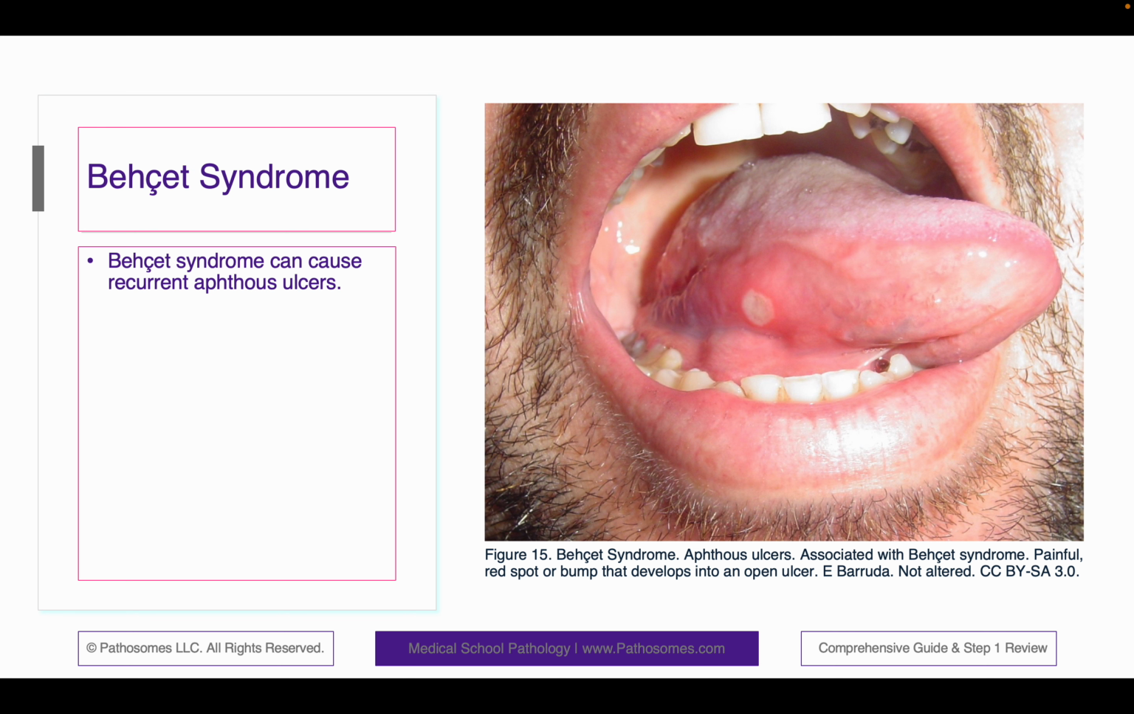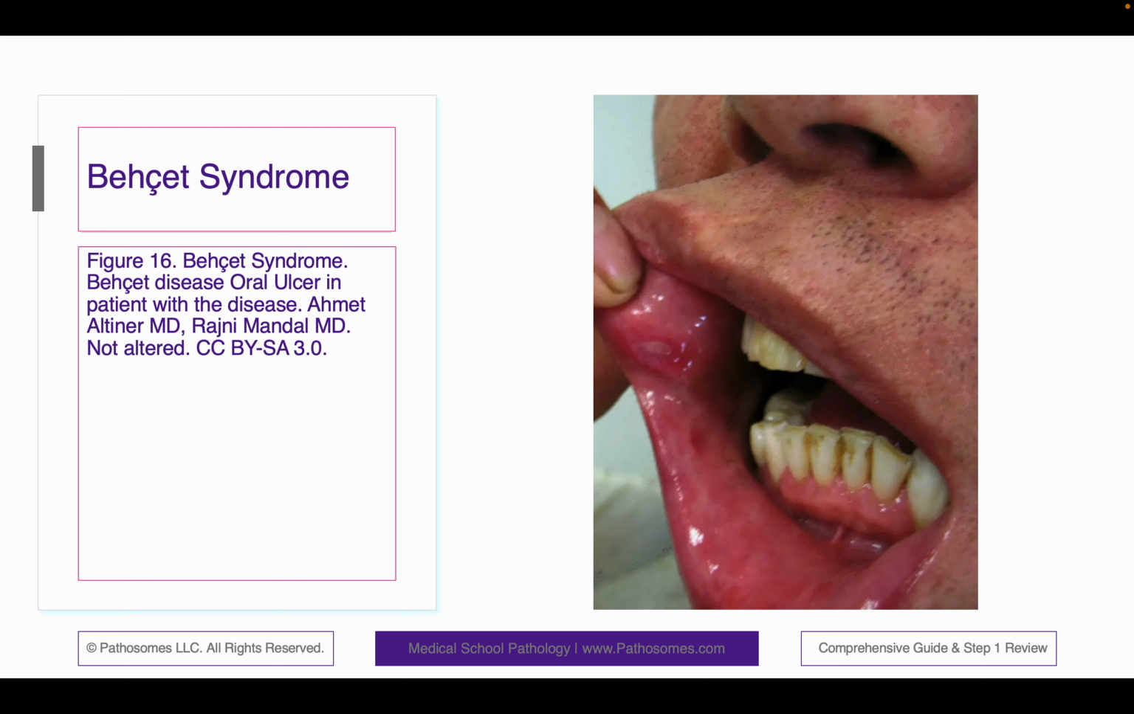But back to Behçet syndrome, right? Keep in mind, Behçet syndrome has this aphthous ulcer, along with the other features of uveitis and genital lesions. So here's a patient with Behçet syndrome, highlighting their oral ulcers, the aphthous ulcers.